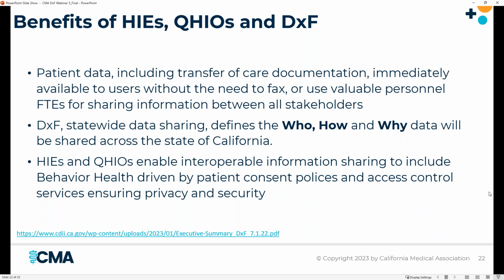And then the HIEs and the QHIOs take that from a technology perspective, and they facilitate what's defined as the governing law. That's what enables the information sharing, the patient consent policies, and access control services to really simplify the process of leveraging these HIEs for information sharing, in order to improve outcomes and make physicians' lives easier by presenting data at their fingertips, and also expanding into future use cases as they are permitted.